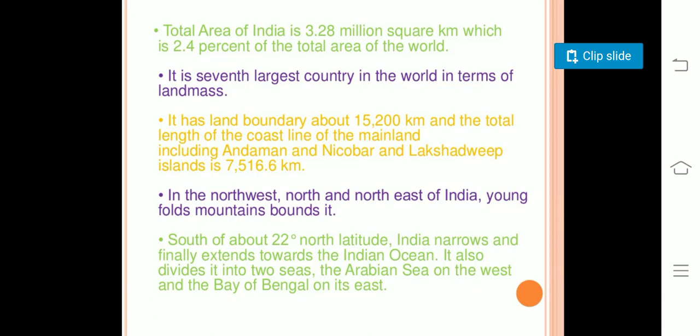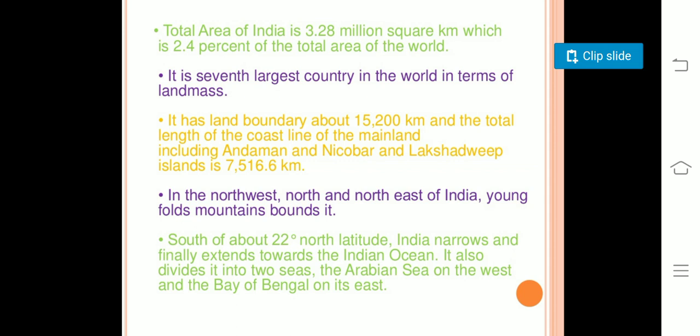Total area of India is 3.28 million square kilometer, which is 22.4% of the total area of the world. And in terms of land mass, we are the 7th largest country in the world. And we have land boundary of about 15,200 kilometers. And the total length of the coastline of the mainland, including Andaman and Nicobar and Lakshadweep Islands, is 7,516.6 kilometers.